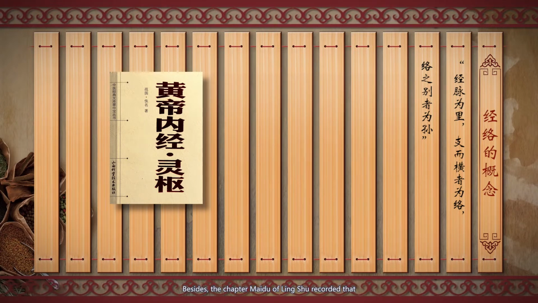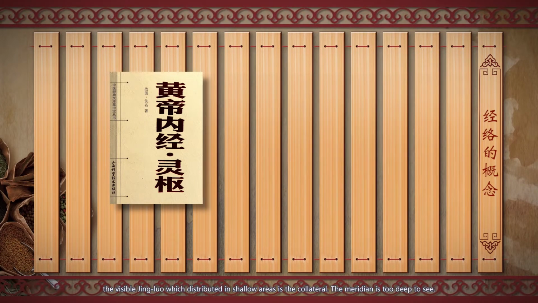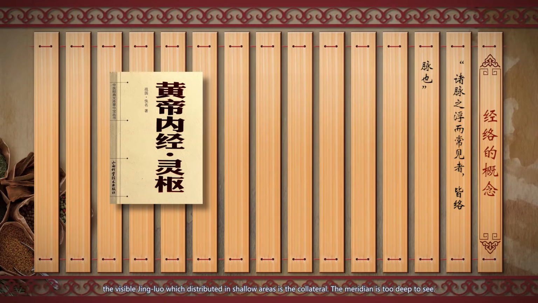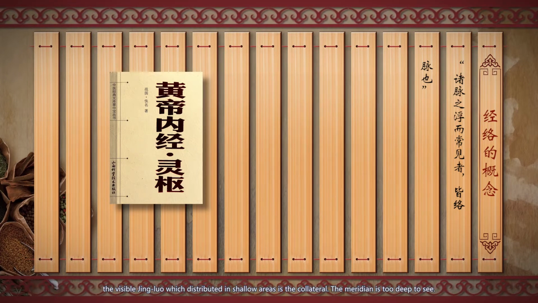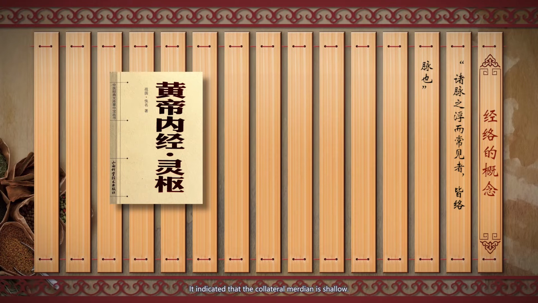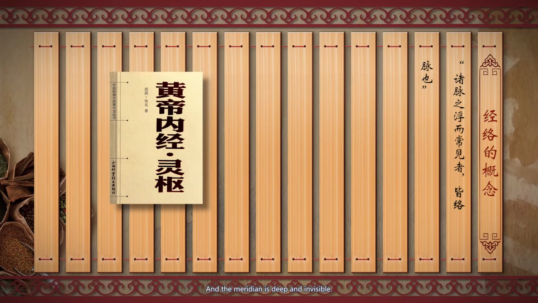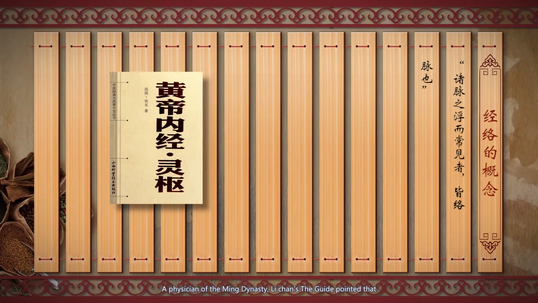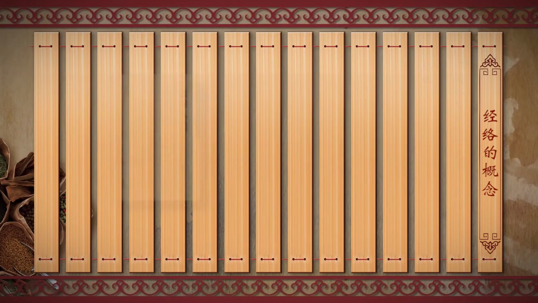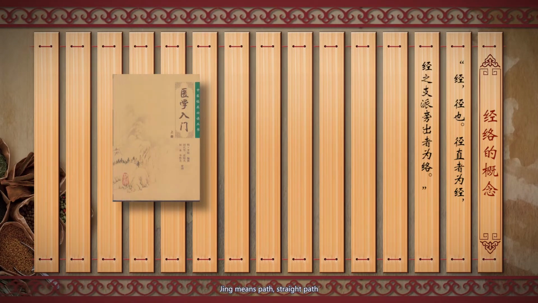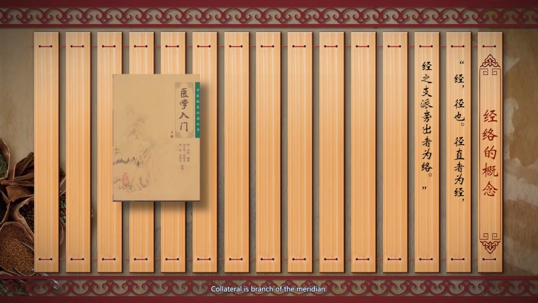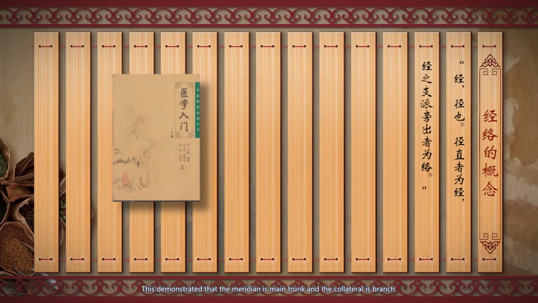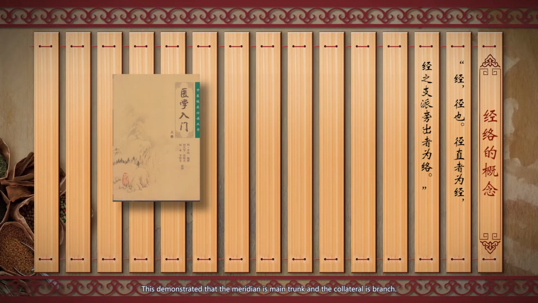Besides, the chapter Mai Du of Ling Shu recorded that the visible Jingluo, which distributes in a shallow area, is a collectory. The meridian is too deep to see. It indicated that the collectory is shallow, and the meridian is deep and invisible. A physician of the Ming Dynasty, Li Chan, pointed out, Jing means path, a straight path. The collectory is a branch of the meridian. This demonstrated that the meridian is the main track and the collectory is a branch.